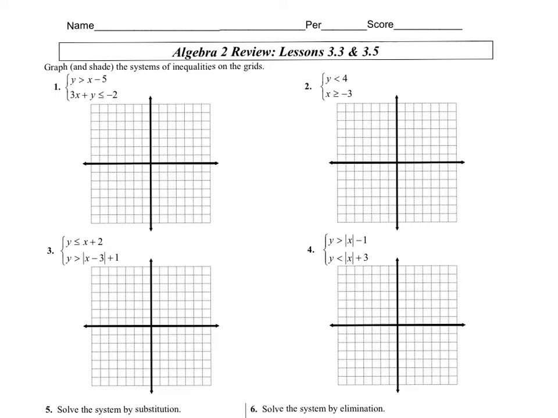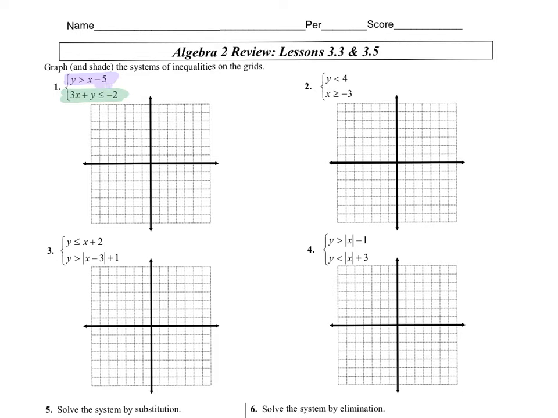For these first ones, we are graphing and shading. So I'm going to just color code a little bit for you here. This is how I'm going to graph them. So for the first one, remember we graph these like you graph a line. Even though it's an inequality, there is still a line involved here.